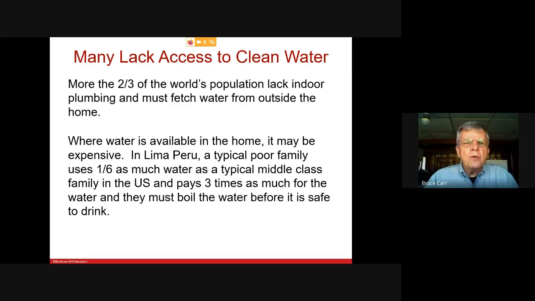The worldwide condition is quite a bit different than the condition here in the United States. 67% of the world's population lacks indoor plumbing and has to carry water to their house from outside their home. In the home, if it's available, it may be very expensive. For example, the example here from Peru: a poor family uses 1/6 as much water as a typical middle-class family in the U.S., 1/6. But it pays 3 times as much, and they still then have to boil the water in order to make it safe to drink.